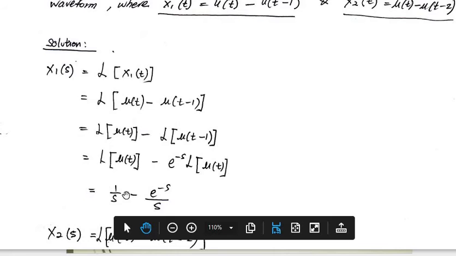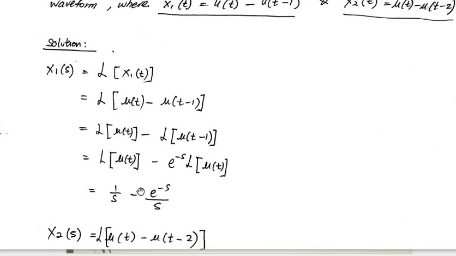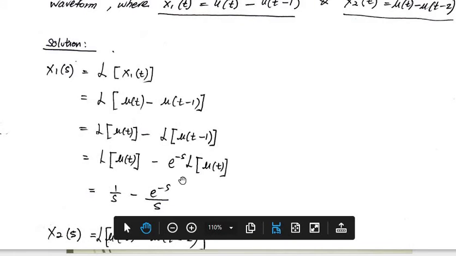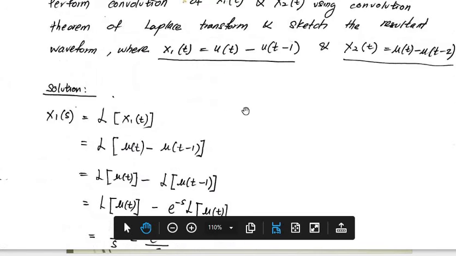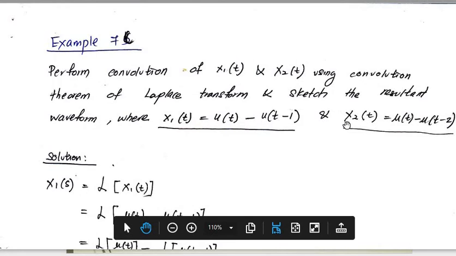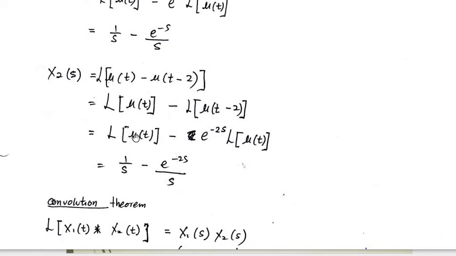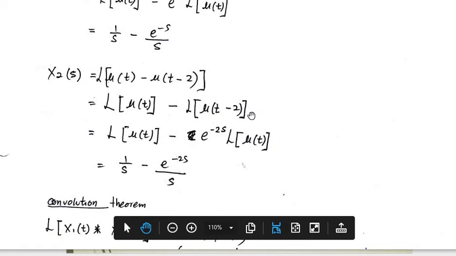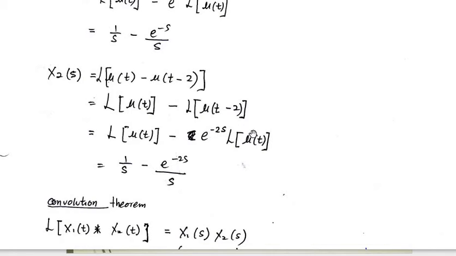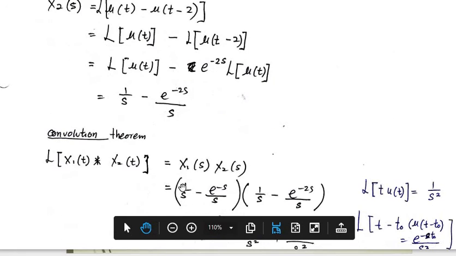The Laplace transform of u(t) is 1 over s. The Laplace transform of u(t-1) is a shifting. Shift how many? Shift 1, so you get exponent negative s, and u(t) is 1 over s. And then for X2(s), also the same, you get it from x2(t), which is the Laplace transform of u(t) minus u(t-2). The Laplace transform of u(t) is 1 over s. The Laplace transform of u(t-2) is a shifting again. Shift 2, so exponent negative 2s, and then divided by s.